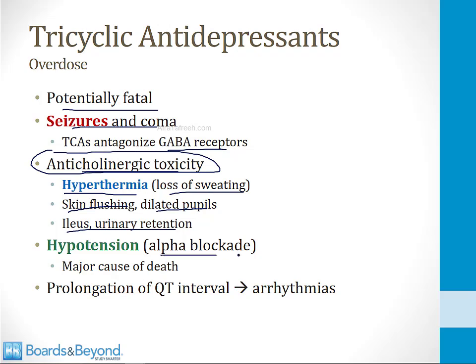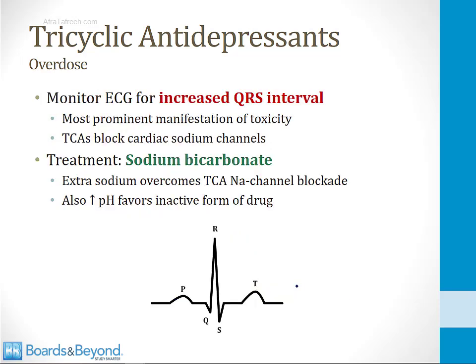And then finally, because of alpha receptor blockade, hypotension can develop, and this is a major cause of death. In addition, the QT interval on the EKG can prolong, and this can lead to arrhythmias. If you ever end up treating a patient with a tricyclic overdose, and I've had to do this once in my career, you will admit them to the ICU for close monitoring. What you want to monitor is the ECG for increased QRS interval. This is the most prominent manifestation of toxicity, and this occurs because tricyclic antidepressants at high dosages can block cardiac sodium channels. So when these patients are in the ICU, you put them on telemetry and you regularly check EKGs to make sure that their QRS interval is not becoming prolonged.